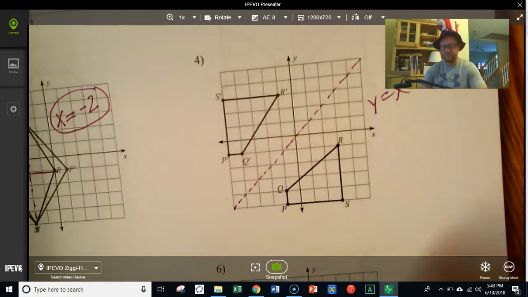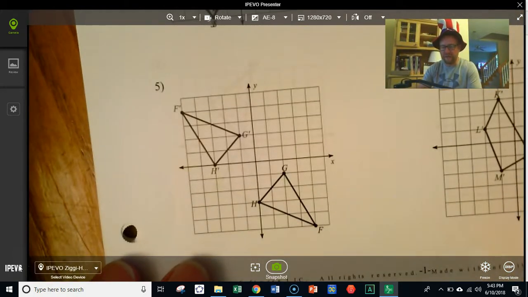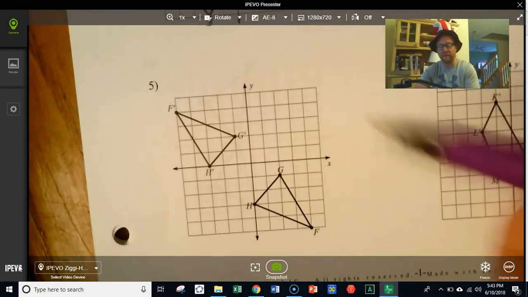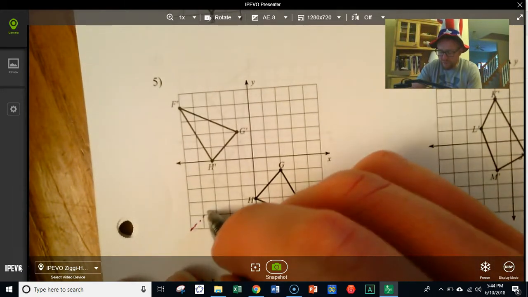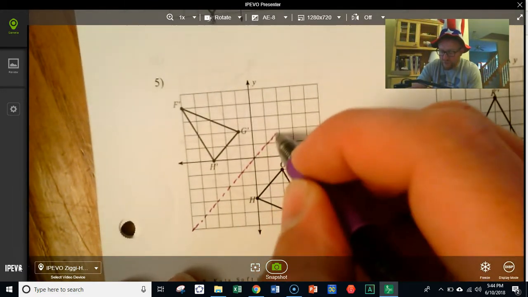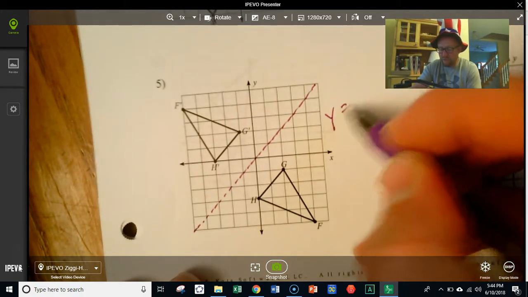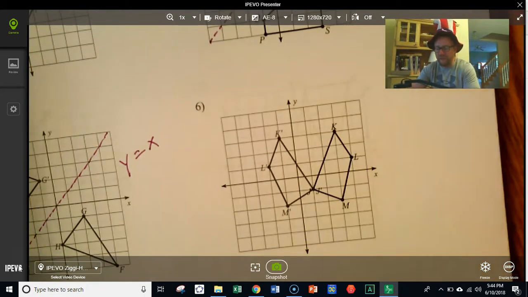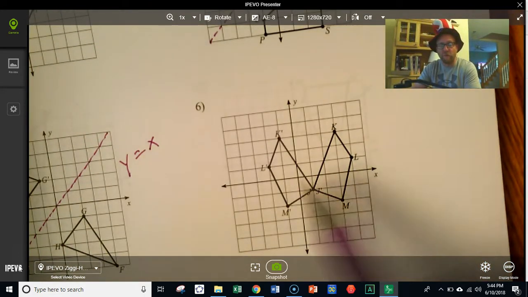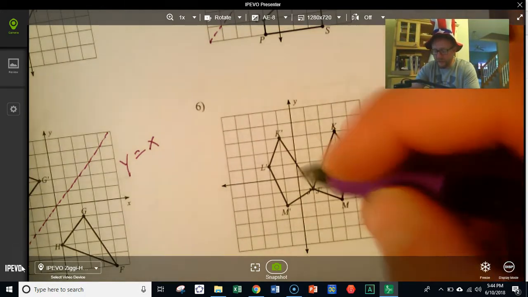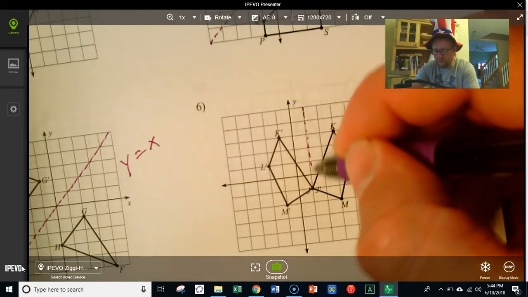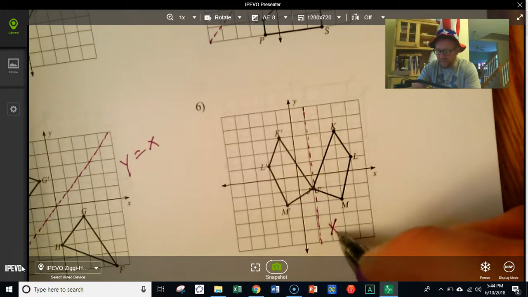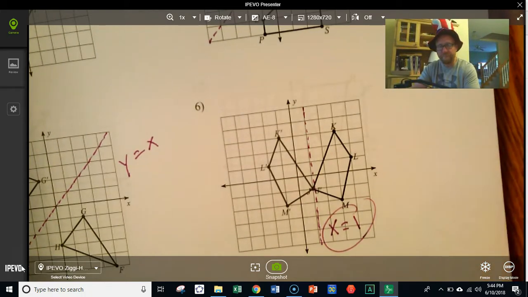y equals x. Looking at this one down here, again, it started out down here. It kind of reflected over a diagonal line. And since we only have so many options here for diagonal lines, in fact, we only have 2, it is y equals x. Over here, you can see that it was a horizontal reflection, and it's across this line right here. And this is the line x equals 1.